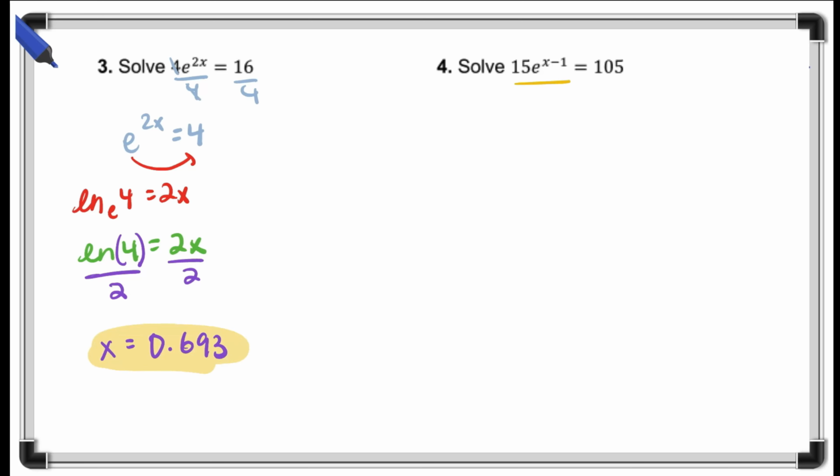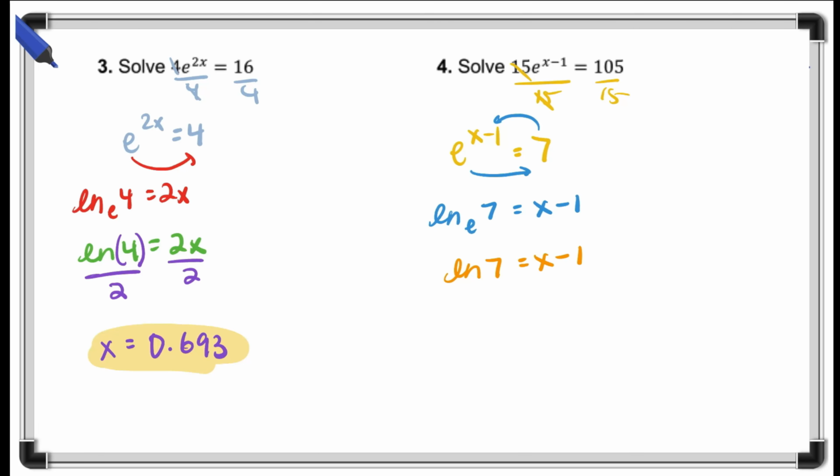And in number 4, you're going to divide both sides by 15. E to the x minus 1 is equal to 7. So now we're going to do our circle of life. So ln of e to the x minus 1 is equal to ln of 7, which we know is just x minus 1 equals ln 7. We are going to add 1. So again, keep that separate. So ln of 7, close, and then plus 1 is going to get you your answer. So you're going to get x is approximately 2.946.